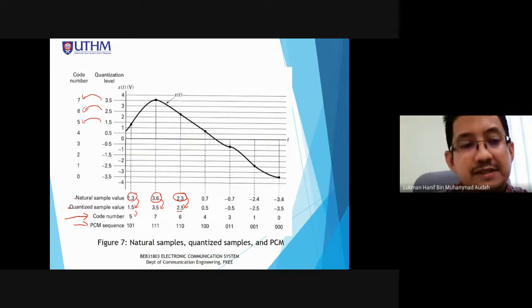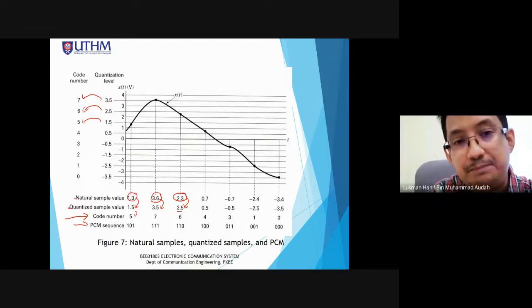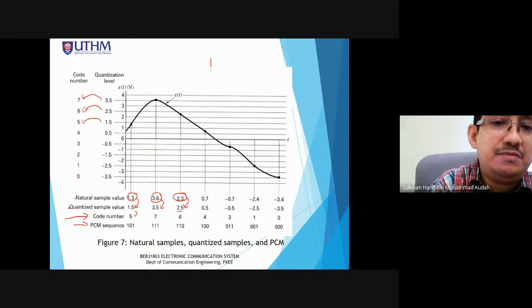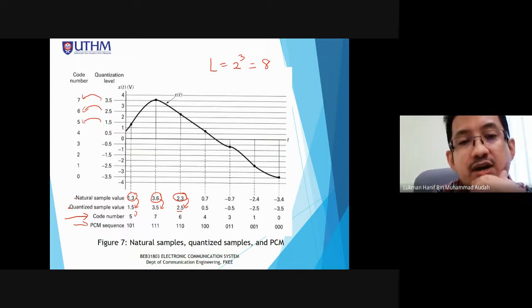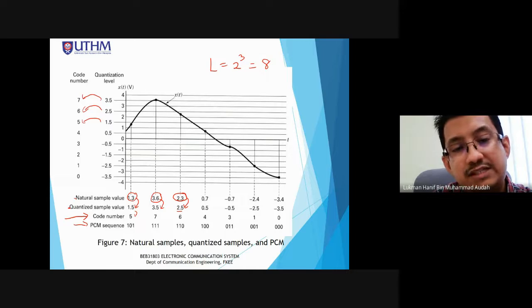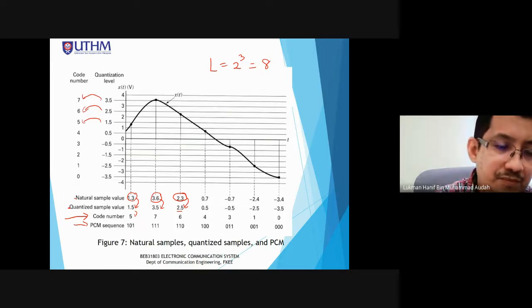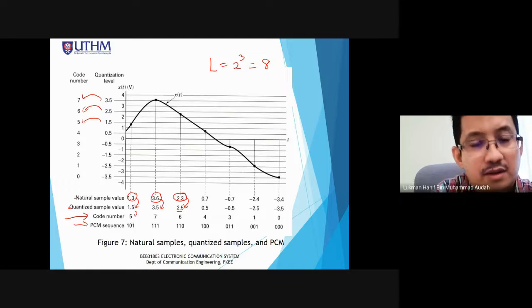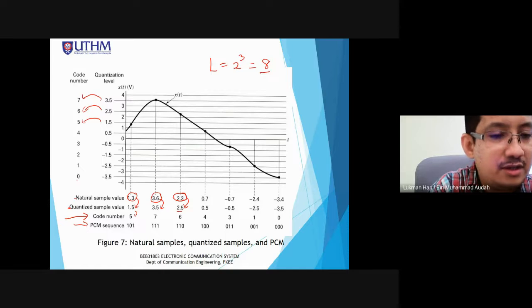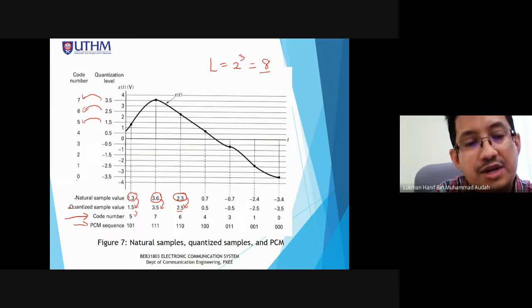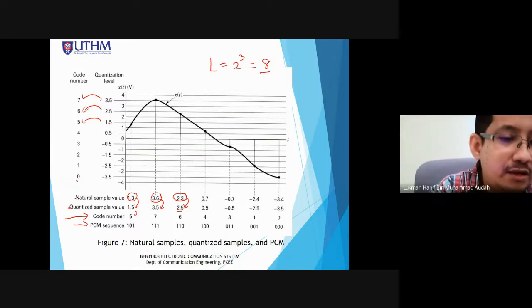Okay, dalam case ini kita menggunakan 3 bit. So 3 bit, that means L equal to 2 power of 3, which is equal to 8. So that means I'm gonna have 8 levels, and each of the quantized level needs to have a specific code word.